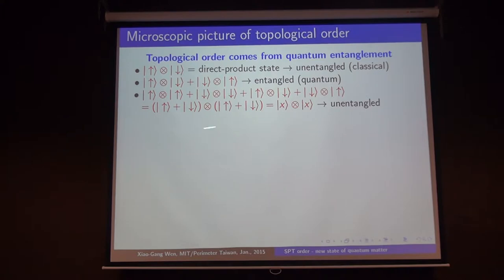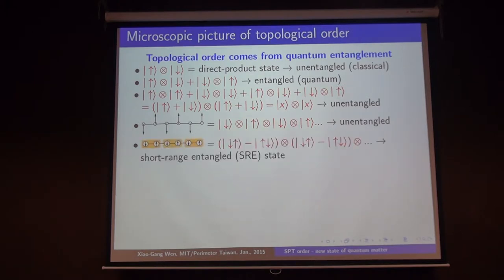This is unentangled, because you have up plus down times up plus down, actually it's unentangled in the x direction. Okay, and so in condensed matter physics, we usually study unentangled states. For example, like this antiferromagnetic state, up and down, up and down, up and down, etc. These are really unentangled states.